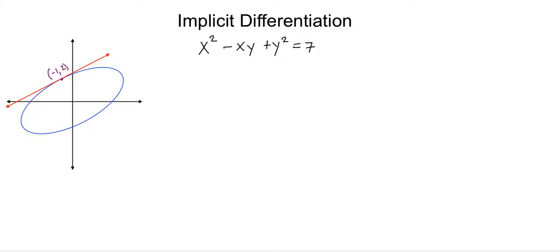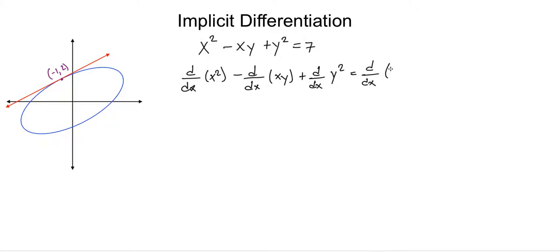And so here we're looking for the slope of a tangent line to this ellipse right here at the point -1, 2. All right, so here's the equation we have for this ellipse. And again, step number 1 is take the derivative with respect to x of each term. So we start with d/dx of x squared minus d/dx of xy plus d/dx of y squared. That's going to equal the derivative with respect to x of 7.